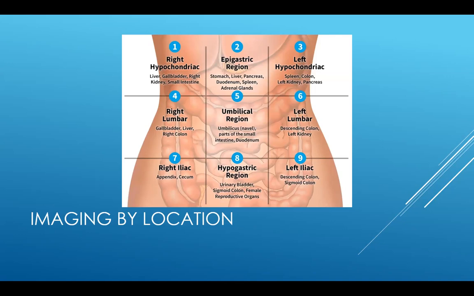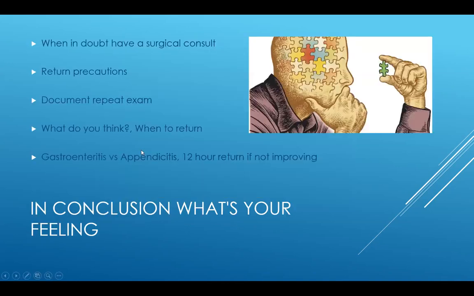The right upper quadrant: liver, gallbladder, right kidney, small intestine. By far, this is where the right upper quadrant ultrasound is going to come into play. And then the right lumbar region, which is the gallbladder, liver, and right colon. This is also a right upper quadrant ultrasound. Quadrant 7 here, the right iliac or right lower quadrant, we're thinking about appendicitis or inflammation of the cecum. So this is going to be a CT with contrast or an ultrasound.